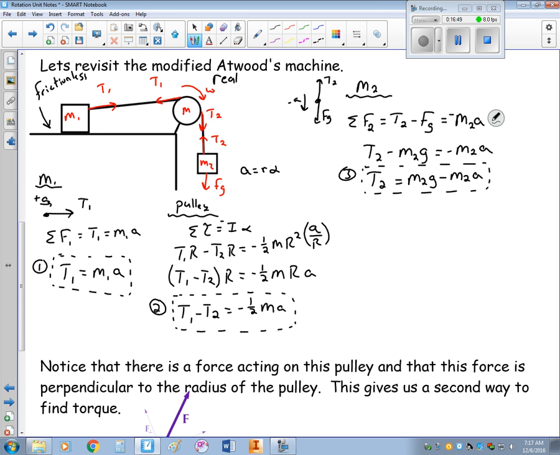Now, I solved that for T2 because what I'm going to do is take this equation and plug that in for T1, and take this and plug that in for T2. So what I'm left with then is M1A minus this M2G minus M2A equals 1/2 MA. Ooh, negative. At this point, I just got to get my A's on the same side.